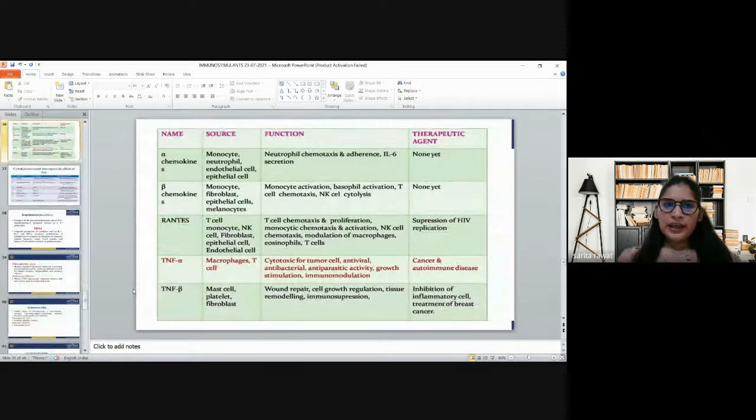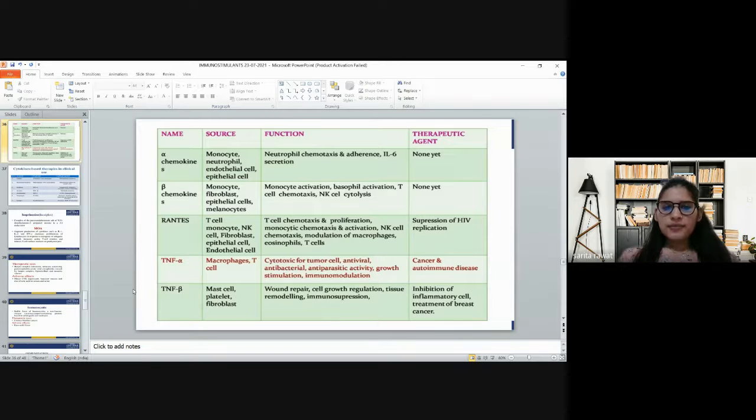Now the next we have alpha chemokines. So the source are monocytes, neutrophils, endothelial cell, epithelial cell. The function included neutrophil chemotaxis, adrenaline, IL-6 secretion. Therapeutic agent include none yet.